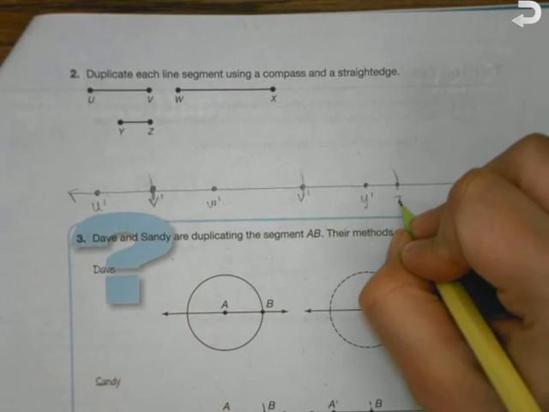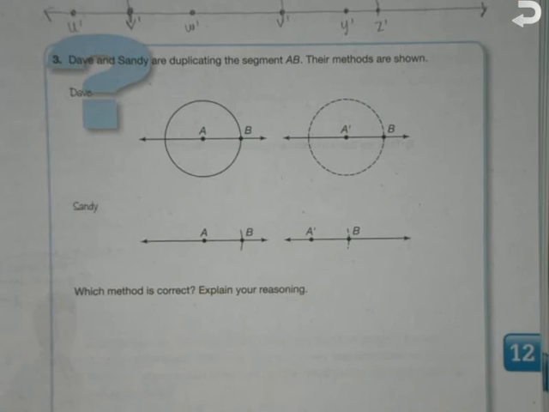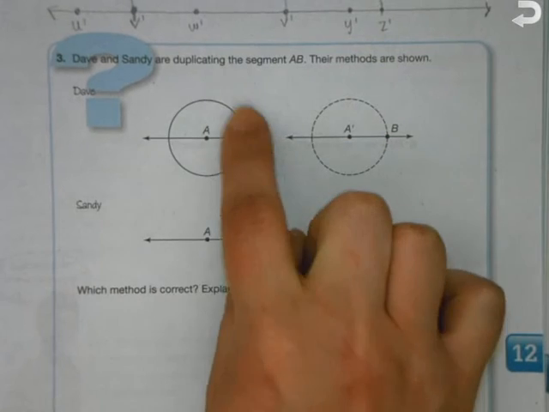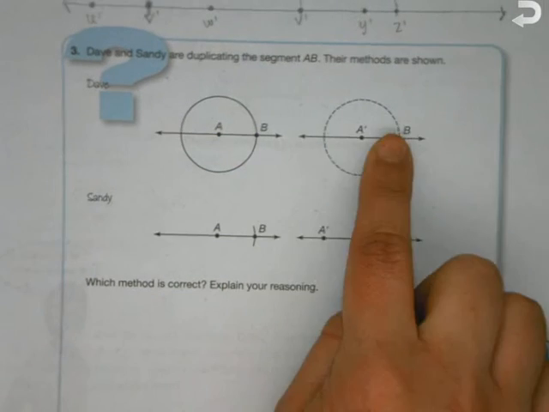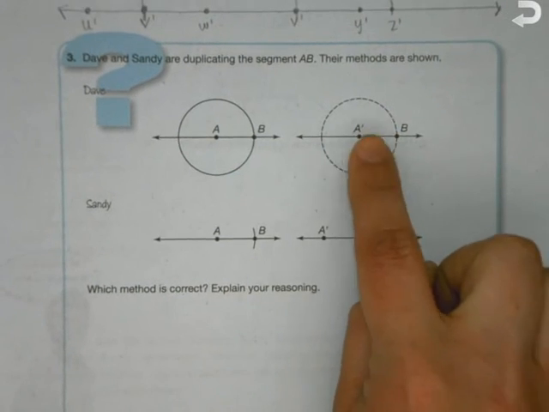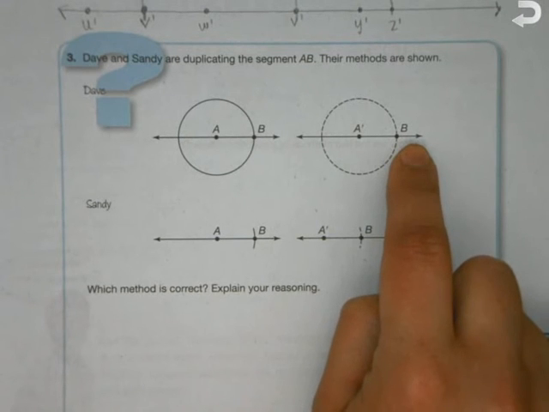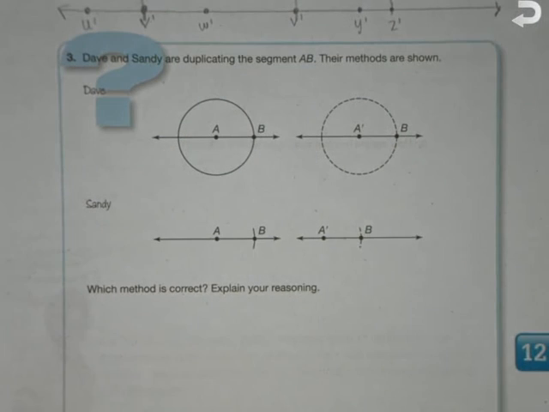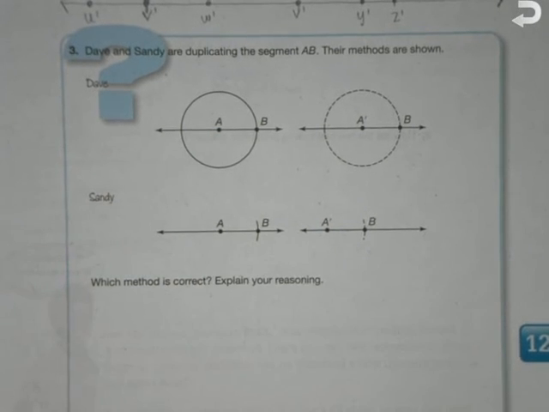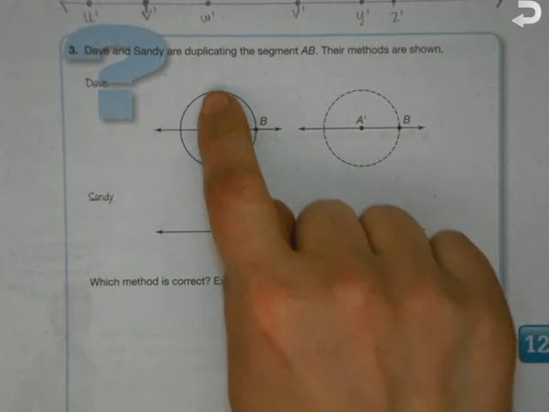Okay. So guys, Dave is copying segment AB, and he drew a circle around AB, and then on his line, he drew another circle around A prime and labeled the point B prime. Is that correct? Yes and no. Well, yeah, it's correct. He's doing the same thing. What did Sandy do that's different? She just made an arc. She didn't draw the whole circle. Which method is correct? Both are correct, because it's the exact same thing. You just don't have to draw the whole circle.